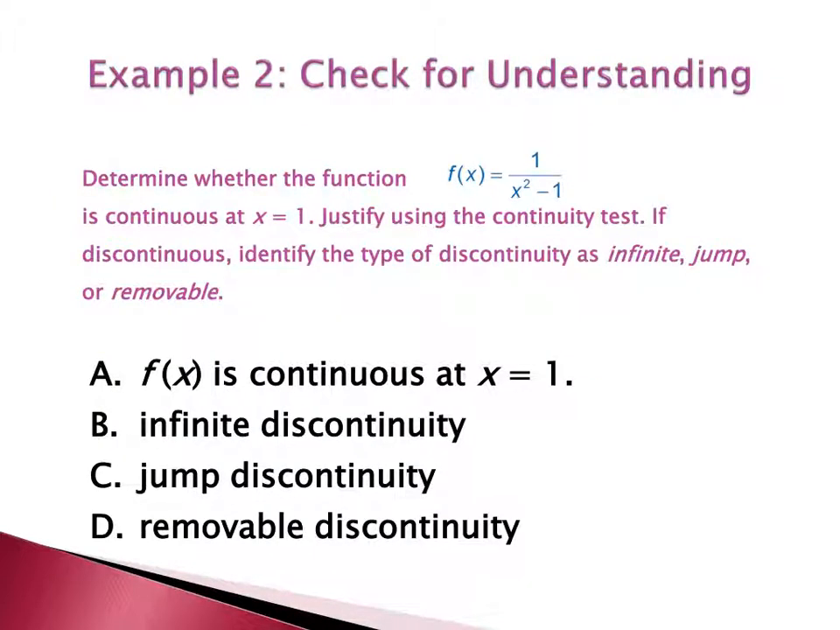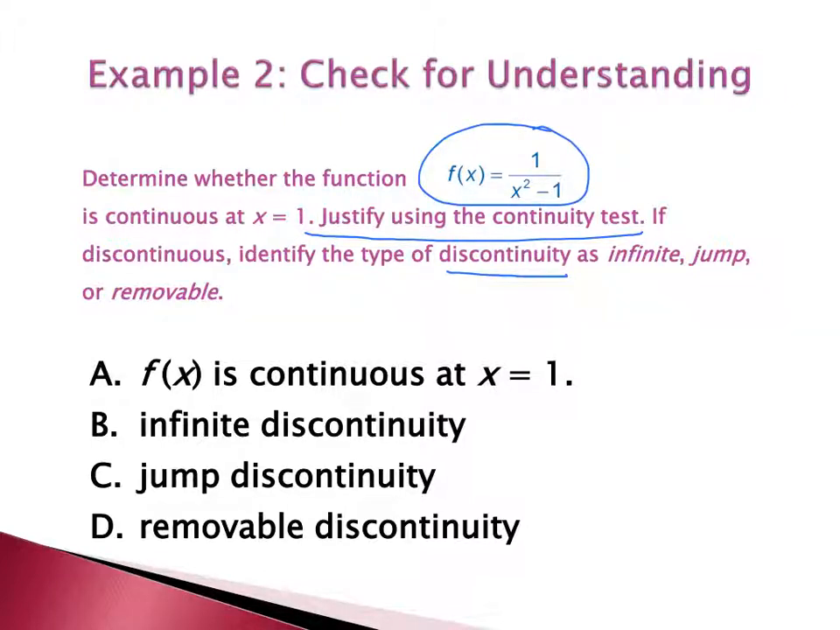In example 2, check for understanding. I would like you to determine whether the function f of x equals 1 over x squared minus 1 is continuous at x equals 1, and justify using the continuity test. If discontinuous, identify the type of discontinuity as infinite, jump, or removable. You have 4 choices. A, f of x is continuous at x equals 1. B, you have an infinite discontinuity at x equals 1. C, you have a jump discontinuity at x equals 1, or D, you have a removable discontinuity at x equals 1. I would like you to go ahead and work out the solution to this problem.